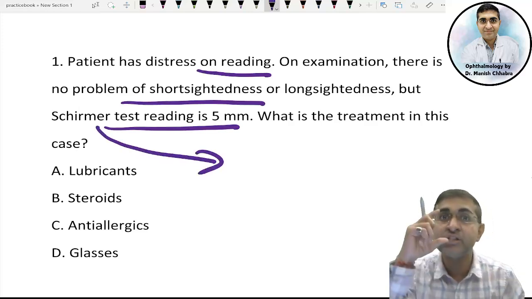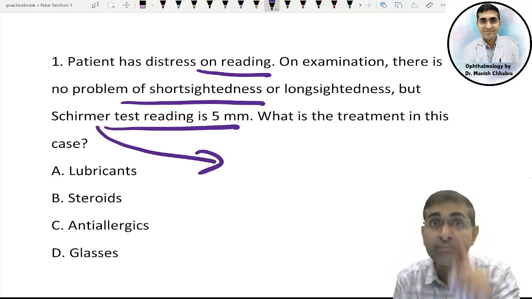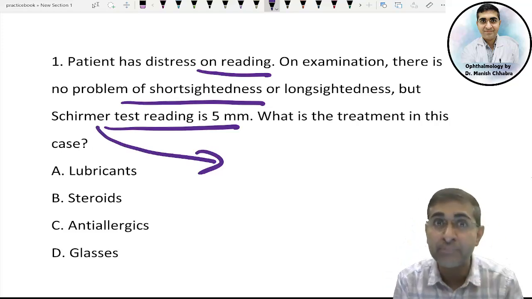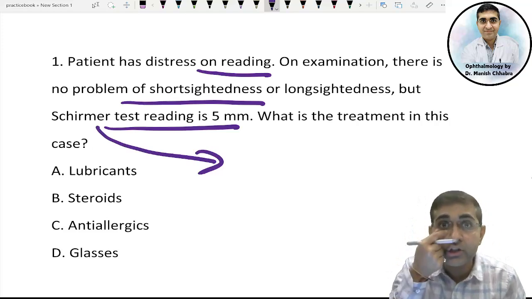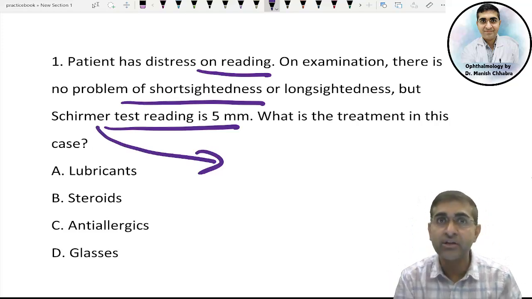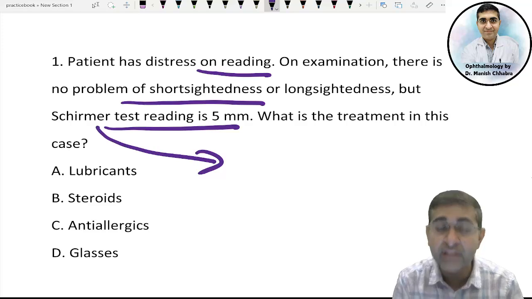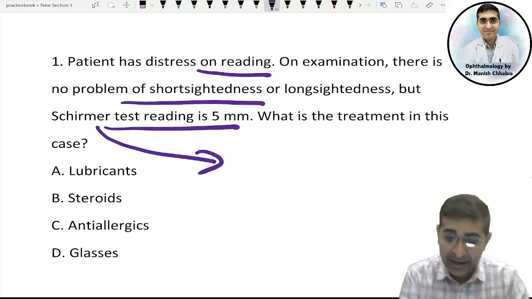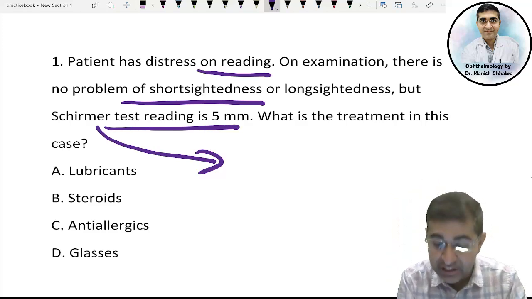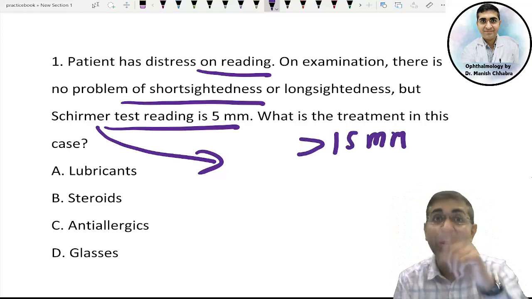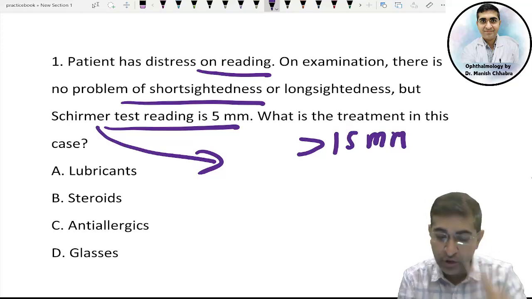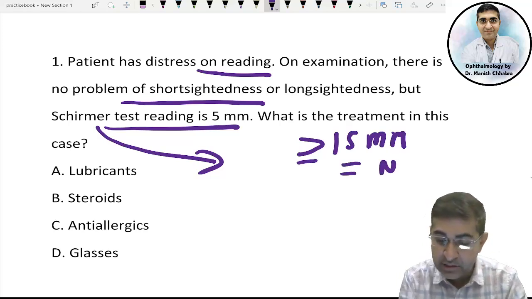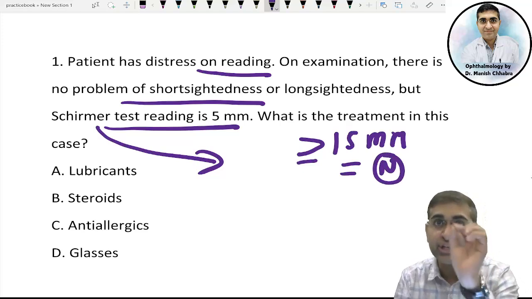Schirmer test is, there is a Schirmer strip which is Whatman number 41 blotting paper. You put it on the junction of medial 2/3 and lateral 1/3 and ask the patient to close the eyes for 5 minutes. Then you take the reading, and if the reading comes out to be more than 15 millimeters, so there is a wetting of the Whatman number 41 blotting paper. So that means the tear film status is normal.